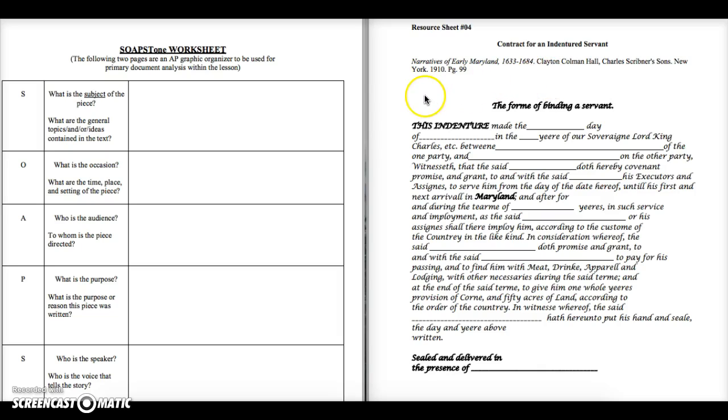So this document is essentially the agreement between a person and another person, where the second person promises to be bound to working for the person with whom this contract is made. So if we come over here, the S part of our SOAPSTone wants to know what the subject of the piece is. So, what is the general topic or idea contained within this text? And in this case, we would be focusing on, what is the function of this document.